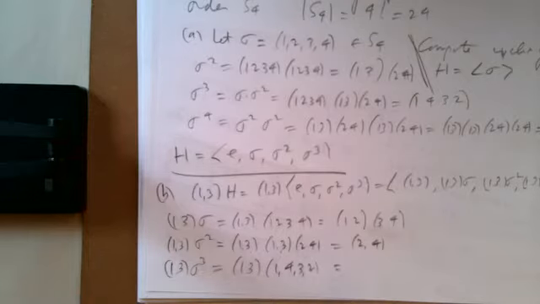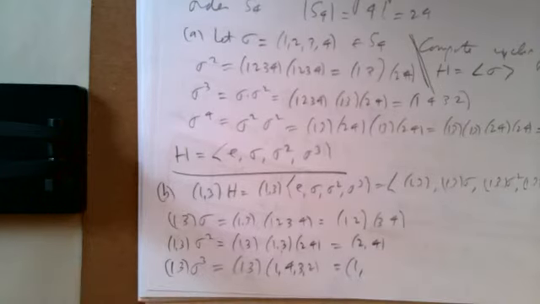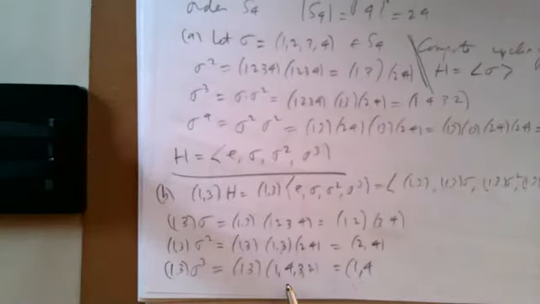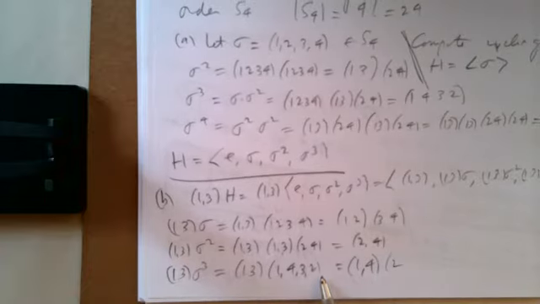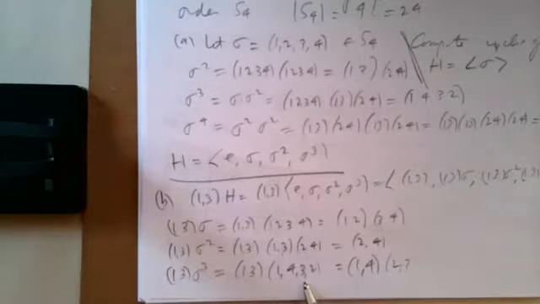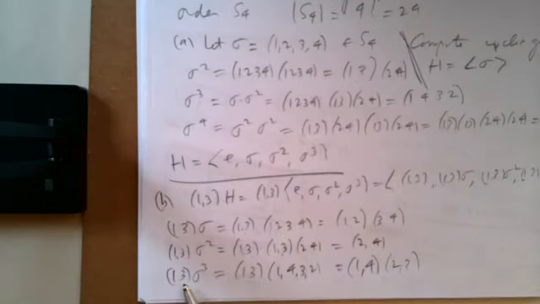When you multiply these permutations, where does 1 get mapped to? Where does 1 get sent? So can someone tell me? 4. Yep. 1 goes to 4, 4 goes to 4, so 1 goes to 4. Where does 4 go? 4 goes to 1. Right. 4 goes to 3, 3 goes to 1, so 4 goes back to 1. Where does 2 go? 2 goes to 3. Yep. And where does 3 go? 3 goes to 2. Right. So this is the product of the transpositions (1 4) and (2 3).